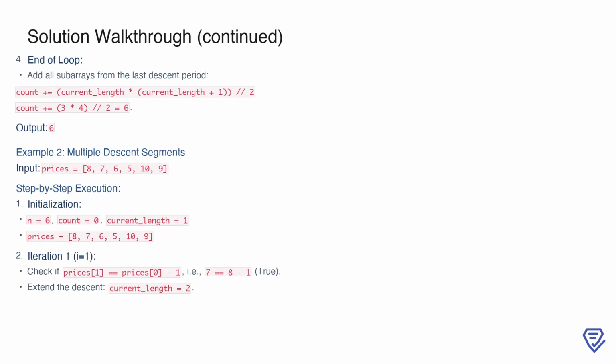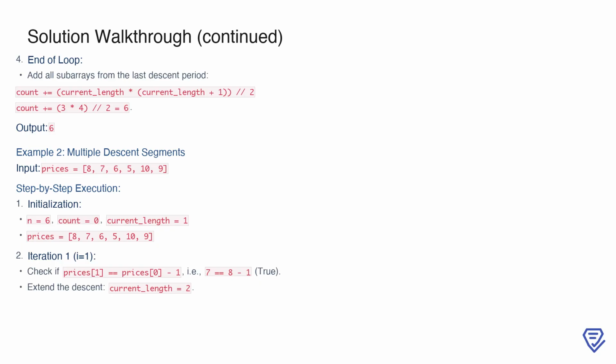Now that we've completed the loop, it's time to calculate the total subarrays from this descent period. Using the formula current_length * (current_length + 1) / 2, we calculate the total for a streak of length 3. Substituting the values, we get 3 * 4 / 2, which equals 6. This means there are 6 smooth descent periods in total for this example. The output is therefore 6.